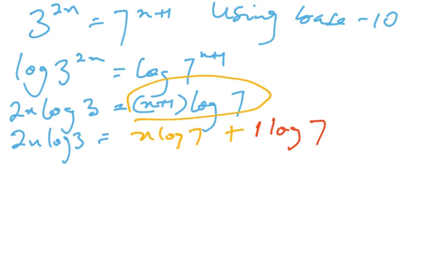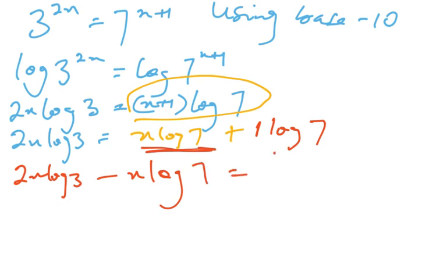So we just bring this one here. So we are going to get 2x log of 3 minus x log of 7 should be equal to log of 7 here. So this is what we are having here.